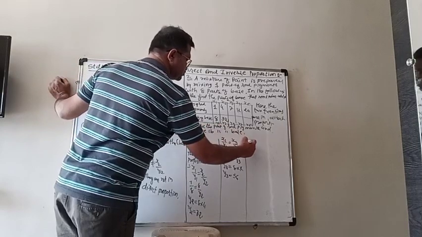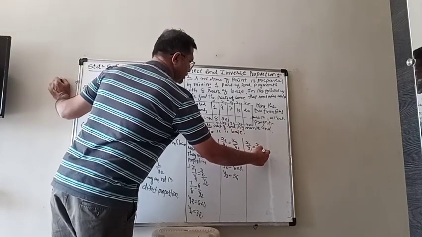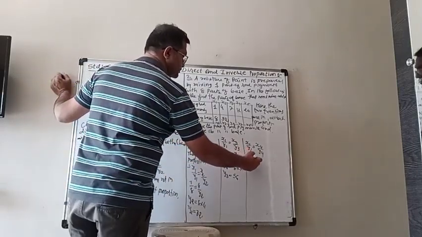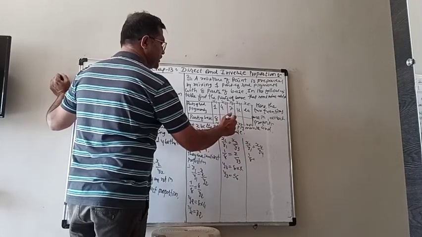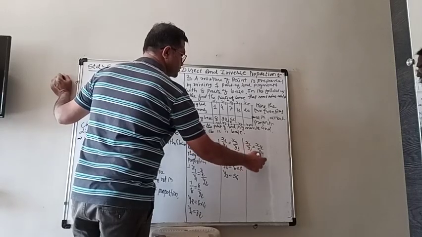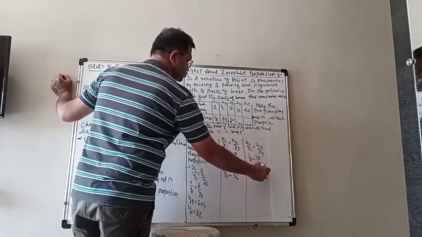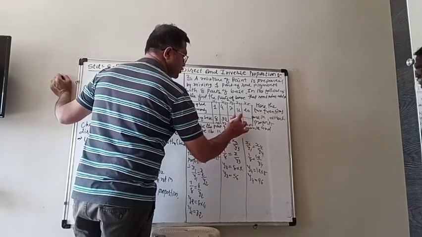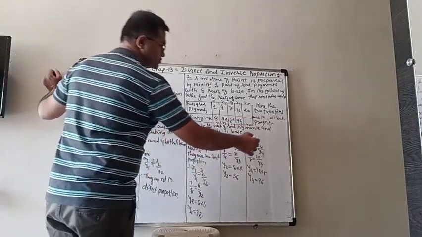Similarly, we can take x1 upon y1 is equal to x4 upon y4. So 1 upon 8. So here you can write down 56. 1 upon 8 is equal to 12 upon y4. So by cross multiplication, y4 is equal to 12 8s are 96. So here we can write down 96.